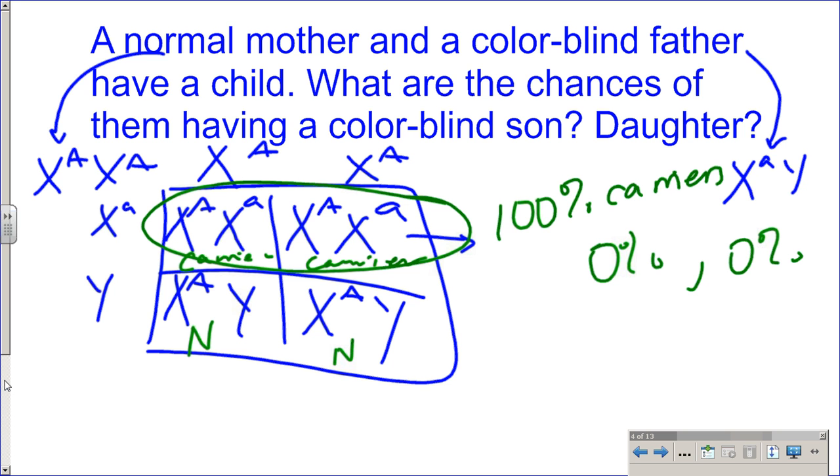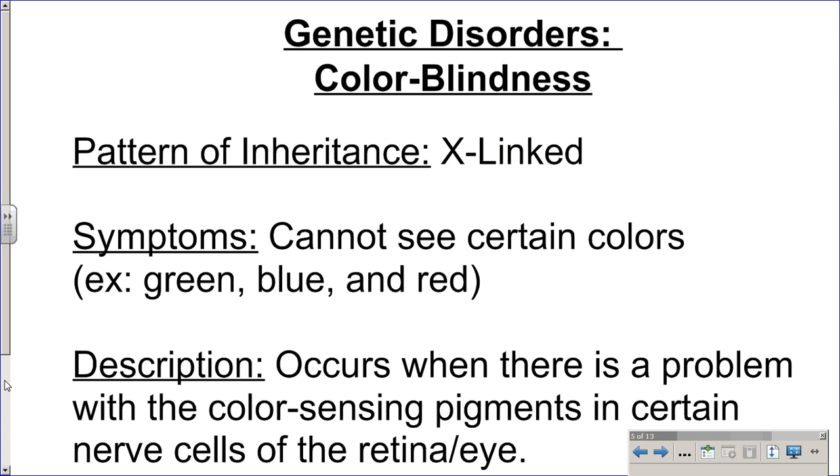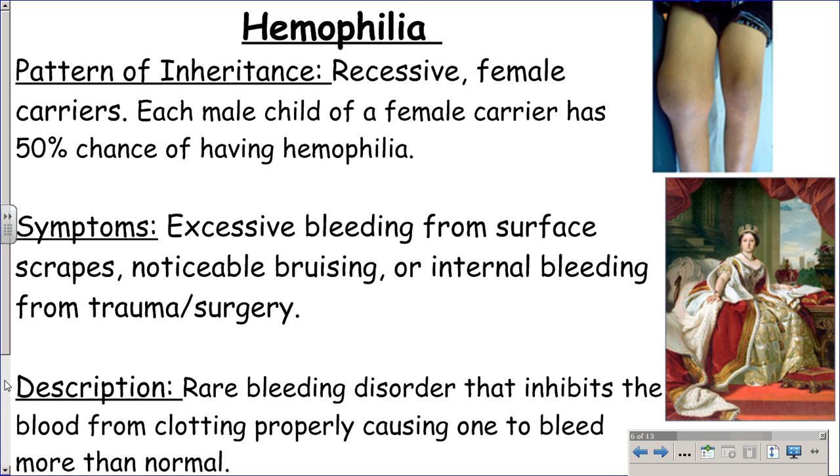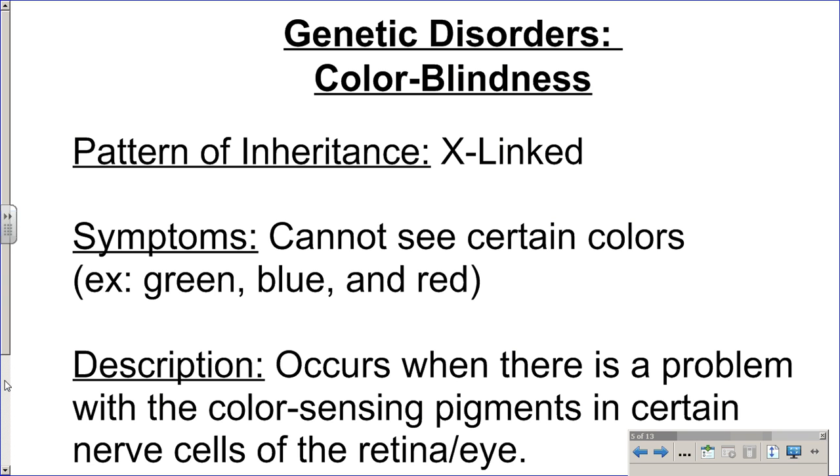Okay, let's see what else we have here. Oh, I have to talk about colorblindness first. Let's talk about colorblindness, and then we'll talk about hemophilia, and then I'll let you get up and move around. Go ahead and write down colorblindness, and then write the fact that it is X-linked. X-linked is important. Today's a little bit notey, guys.